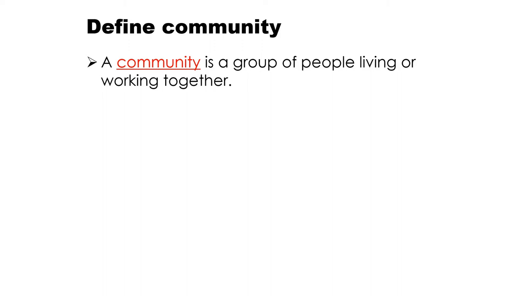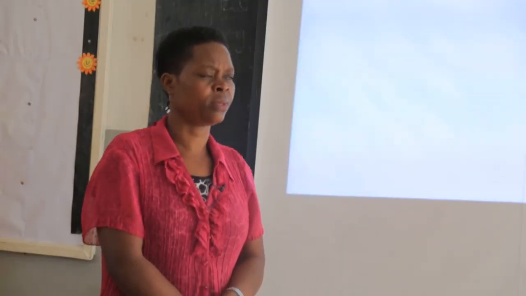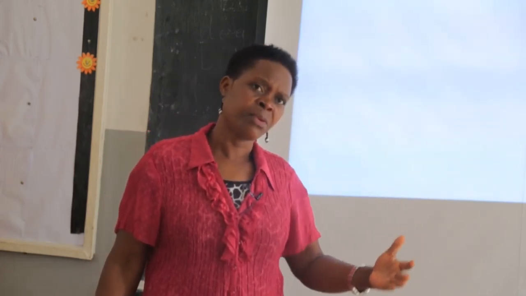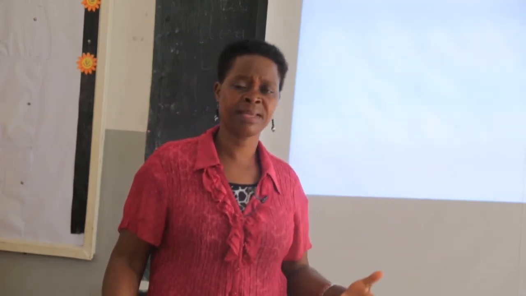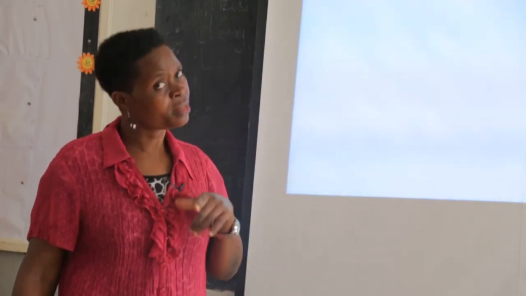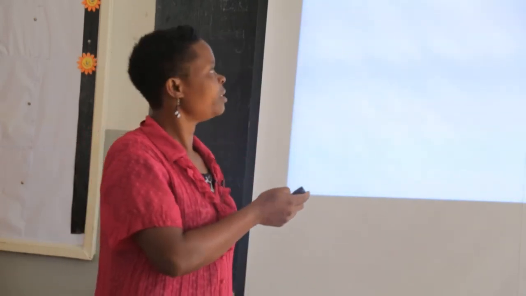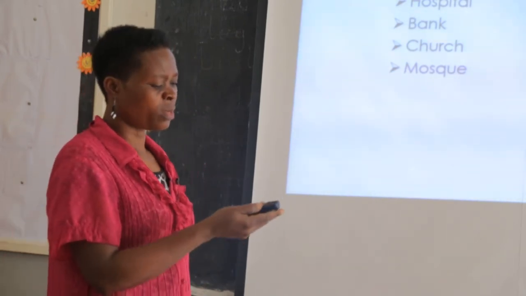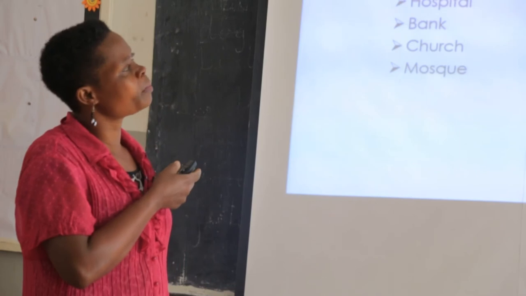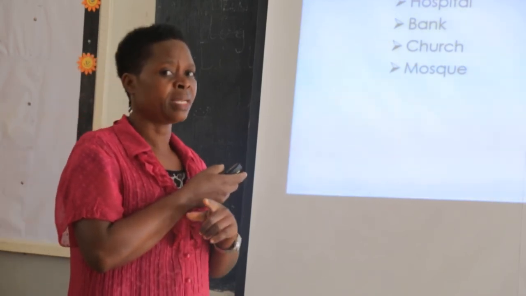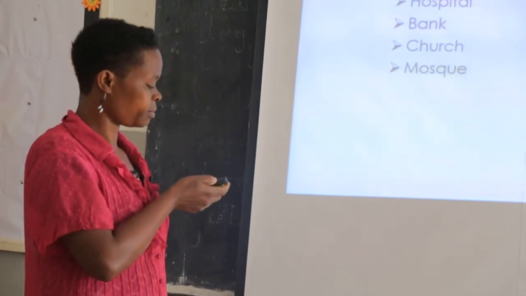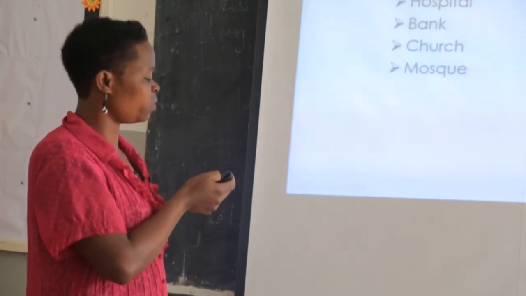Now, we have examples where we find many people living or working together. Sometimes we call them important places. You can call them important places or communities. When there are many, we shall remove Y and we put I-E-S. So we are going to discuss examples of communities, those important places where you find the people living or working together. We are going to study together.